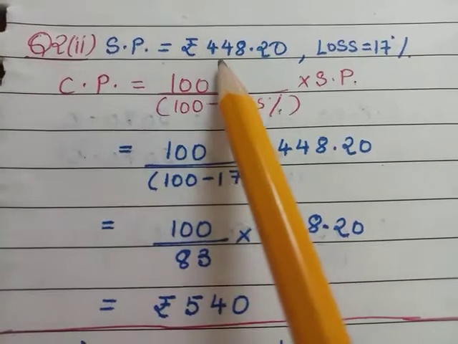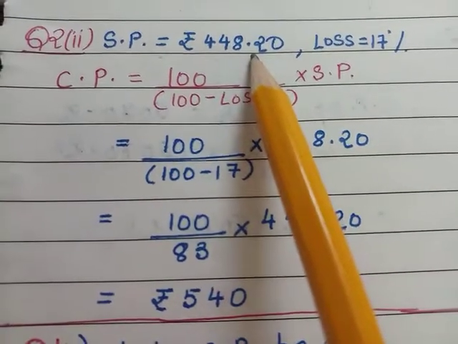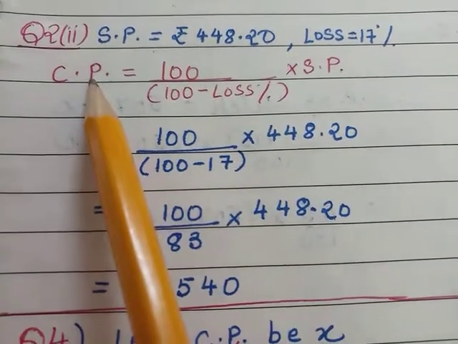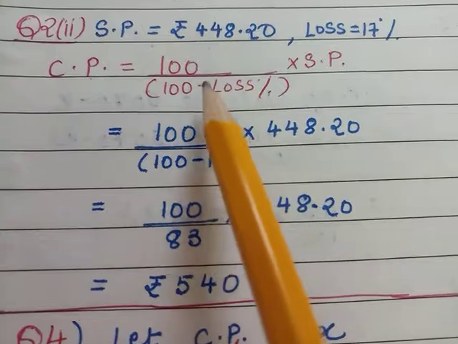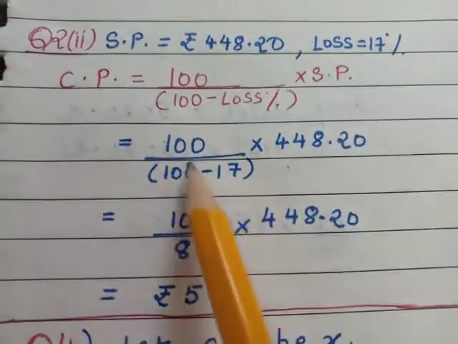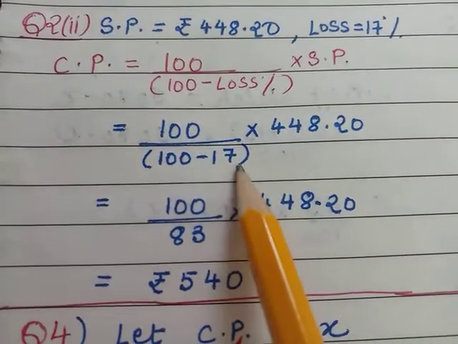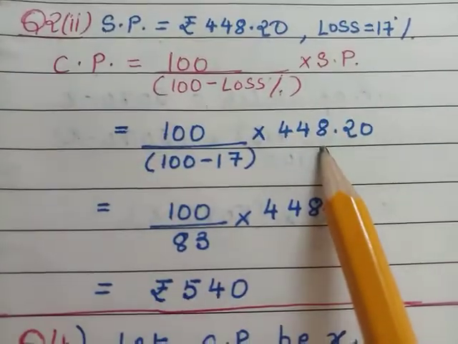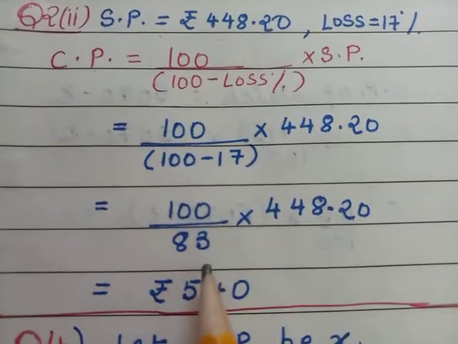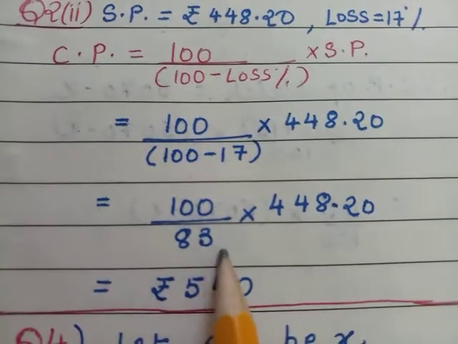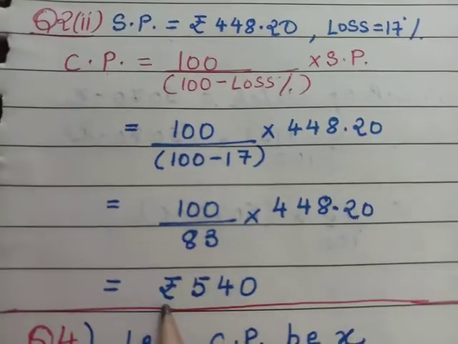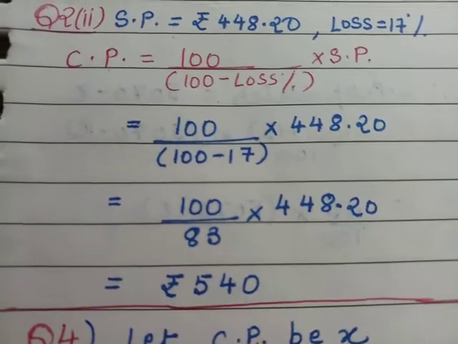Selling price is 448.20. Loss percent is 17%. We are looking for the cost price. So we apply the formula 100 upon (100 minus loss percent) into selling price. That becomes 100 upon (100 minus 17) into 448.20. So when you cancel, it becomes 100 upon 83 into the given number. When you calculate, you will get that the cost price is 540 rupees.